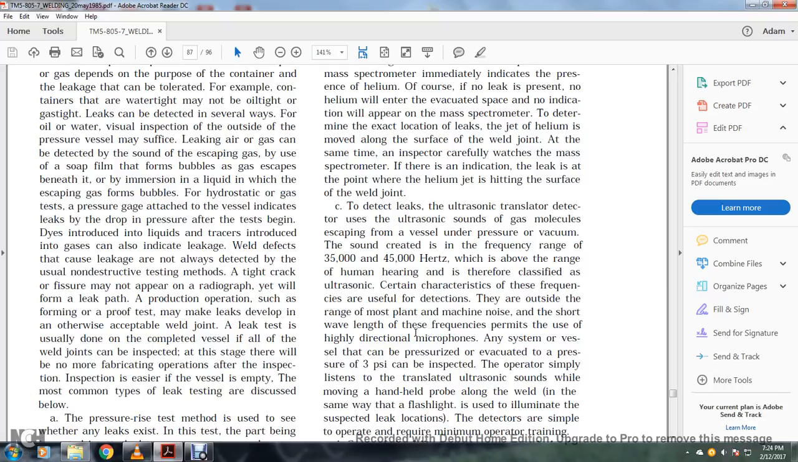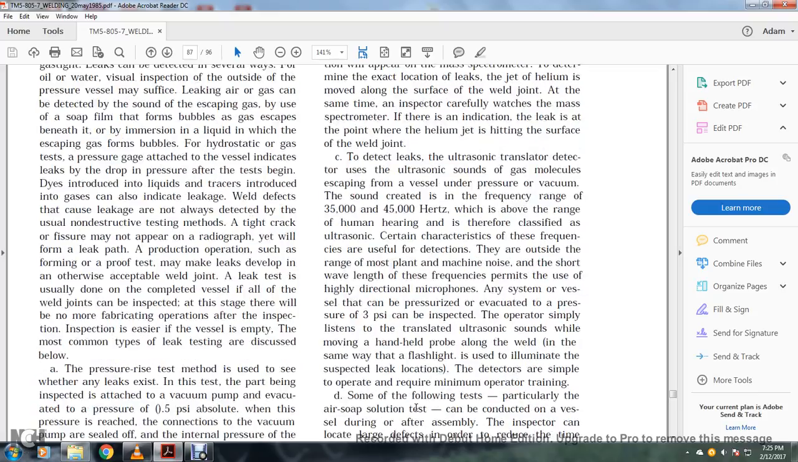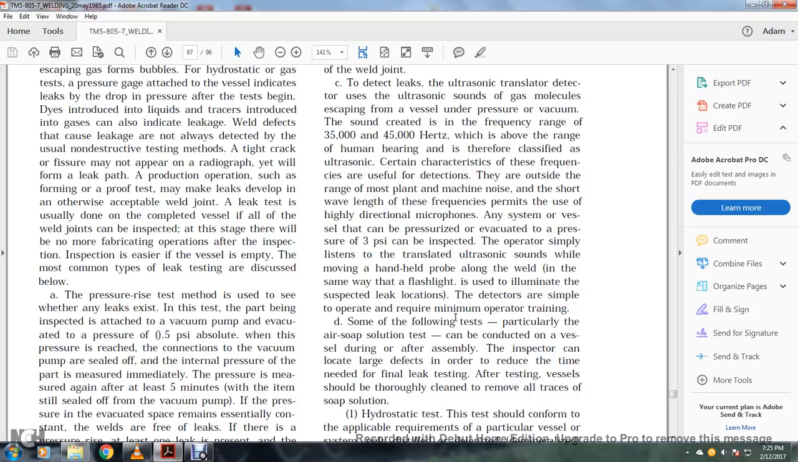Any system or vessel that can be pressurized or evacuated to a pressure of 3 psi can be inspected. The operator simply listens to translated ultrasonic sounds while moving a handheld probe along the weld, in the same way a flashlight is used to illuminate suspected leak locations. The detectors are simple to operate and require minimum operator training.